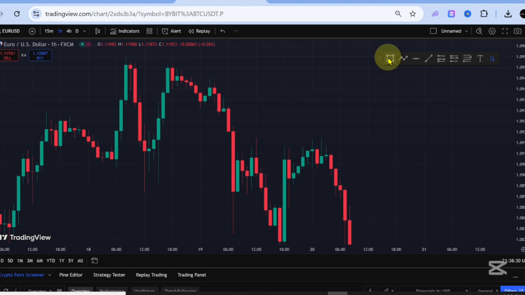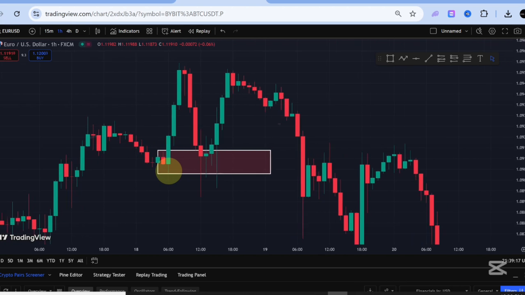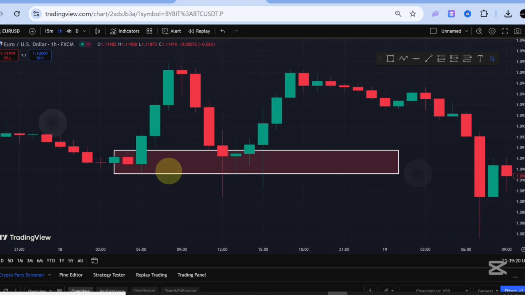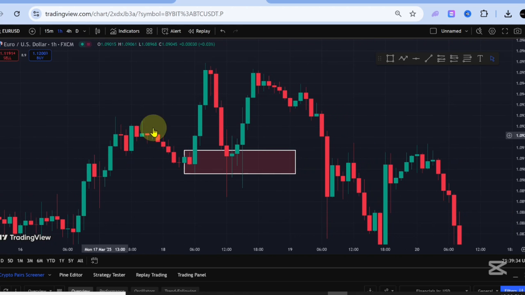What you need to do is simply take your horizontal tool and draw a box between the top of this wick and the lowest point of the other wick. Once you draw it, the next thing you check is if there's a gap between this wick and this third one. You can see there's a little gap right here, and you look to the left to see if it breaks structure. And guys, as you can see, it breaks structure.